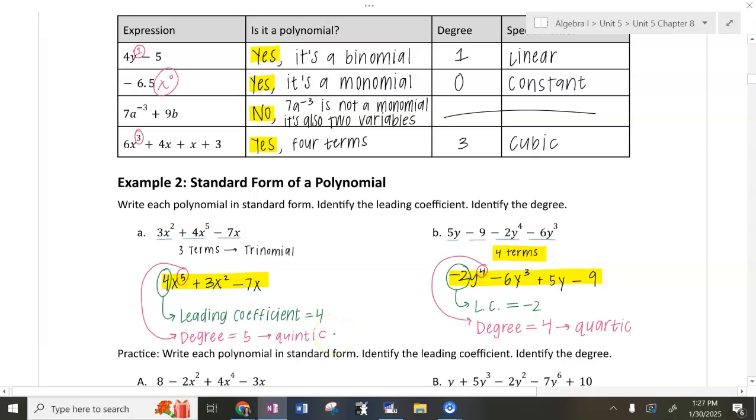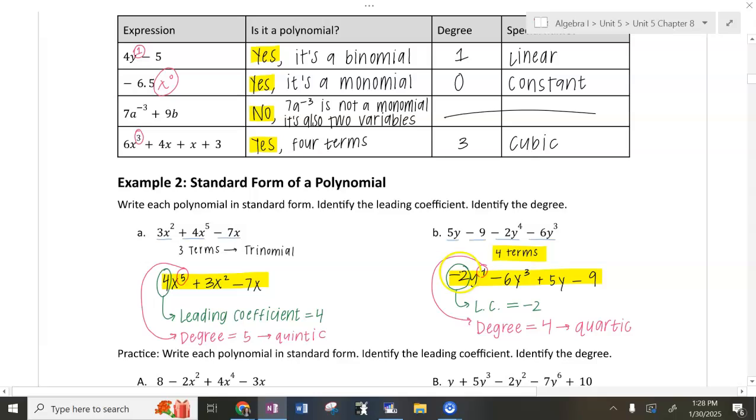Now let's look at one more. This one has 4 separate terms. The highest term is the 2y to the 4th, but it's negative. So you have to put that negative in front of the 2y to the 4th, so you keep it negative 2y to the 4th. The next highest term out of all 4 of those is the negative 6y cubed, so that goes next. Then the positive 5y, then the minus 9. So it's in order from the highest power down to the lowest power.